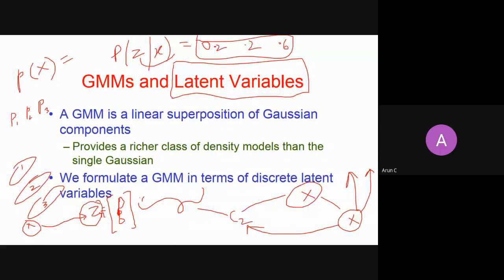So to model this situation, we are using latent variables here, and these latent variables are discrete latent variables. We will see the case where the latent variable can be continuous also. But here I am asking whether my X belongs to cluster 1 or cluster 2 or cluster 3. So this is a discrete case, and we are modeling discrete latent variables here.